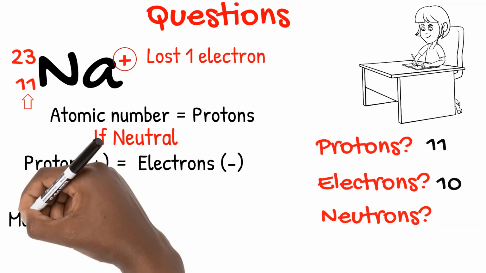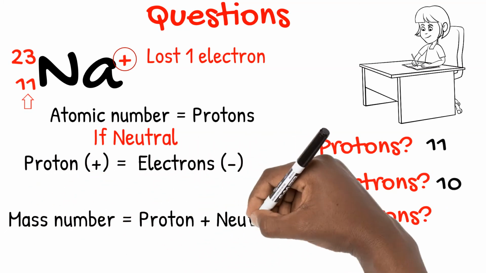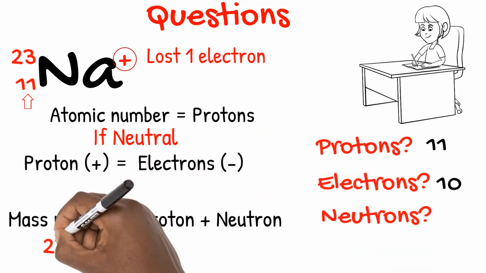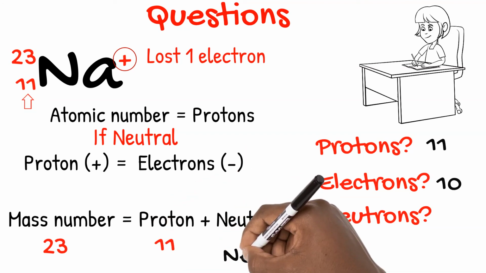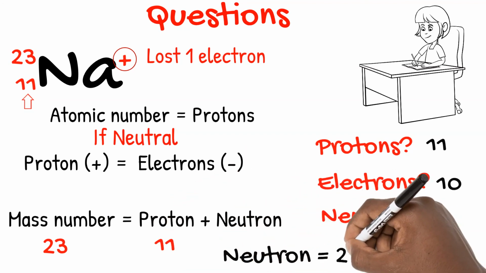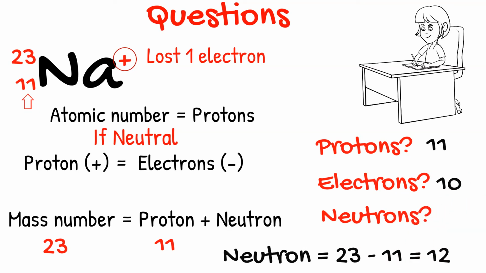Finally, you know how mass number equals protons plus neutrons? If the mass number is 23 and the number of protons is 11, then it means neutrons will be equal to the mass number minus the proton number, which is 12. So the number of neutrons is 12.